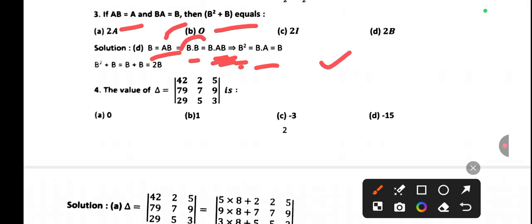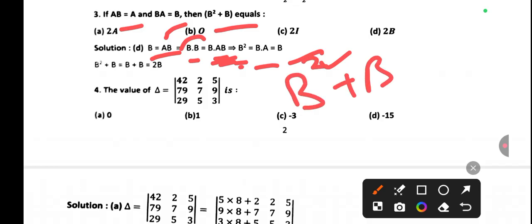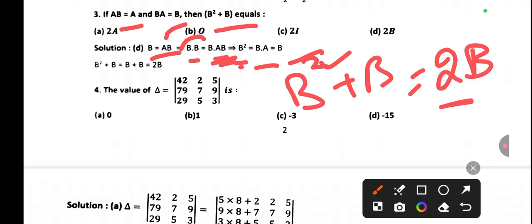Clear, check. Since B square equals B, and they are asking for B square plus B, you will get B plus B. That is nothing but chocolate plus chocolate, 2 chocolates, so you will get 2B. So the third question is clear, kindly check.